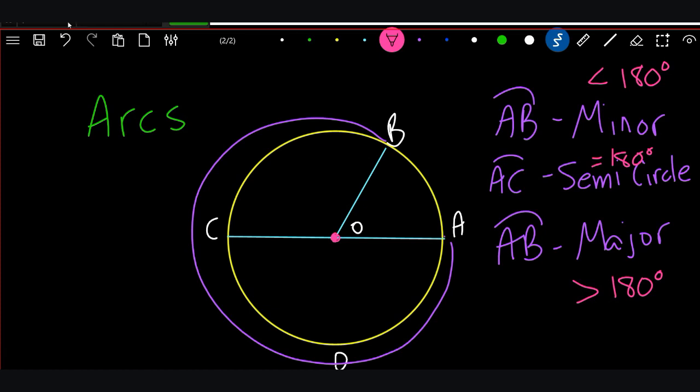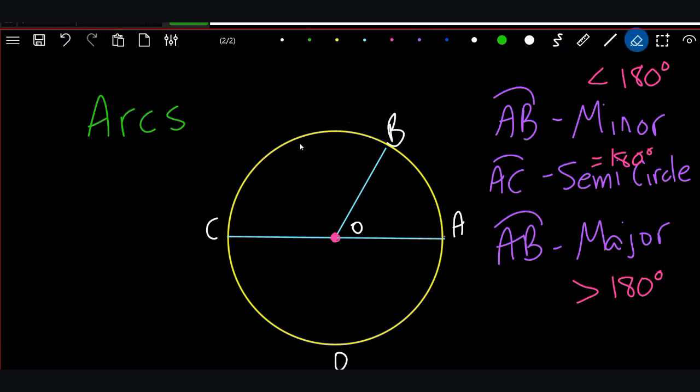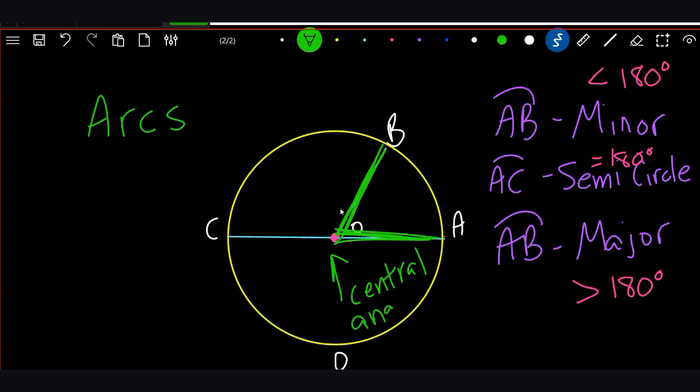Really the only other concept here that this chapter wants you to know is this concept right here. Let me erase this line, and instead of talking about the arcs, let's talk about this angle that creates the arc. Look, the vertex is the center point. So this would be called a central angle. Central angles have their vertex on the center point.